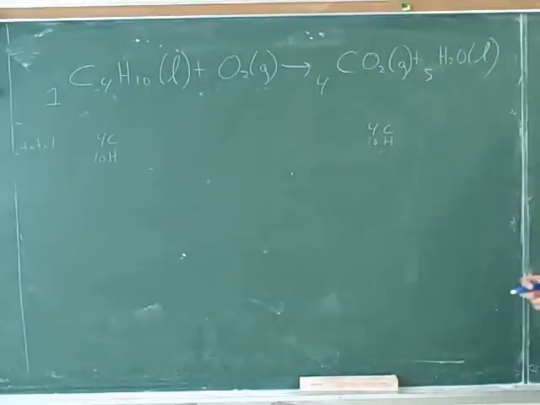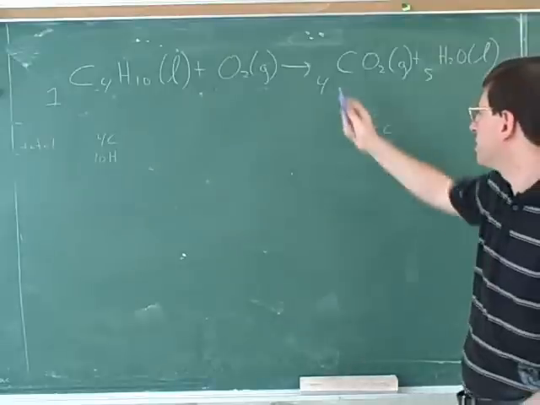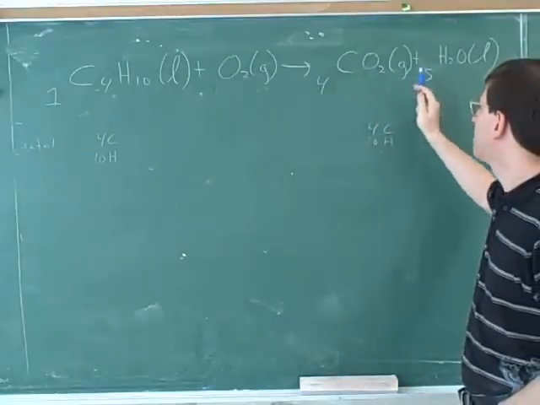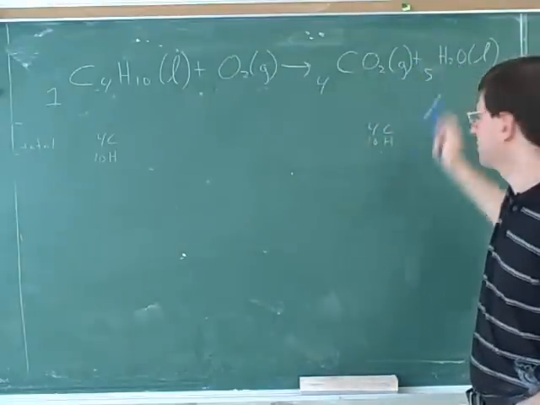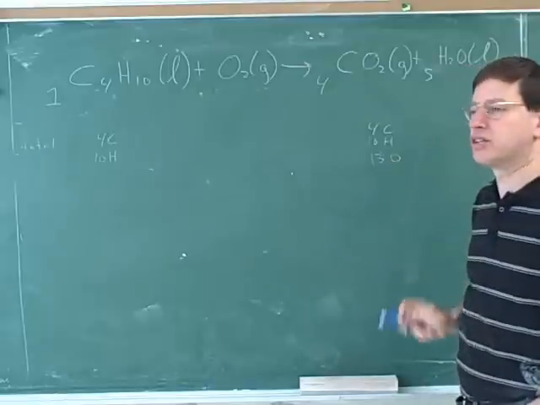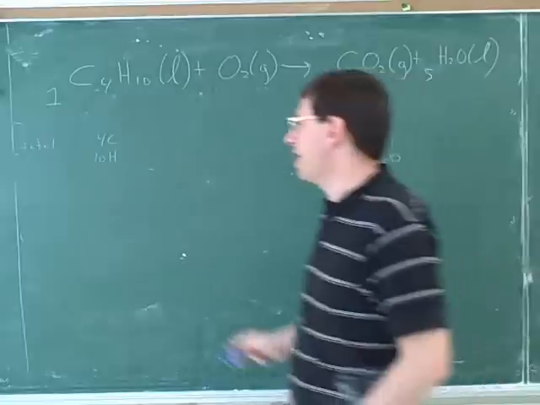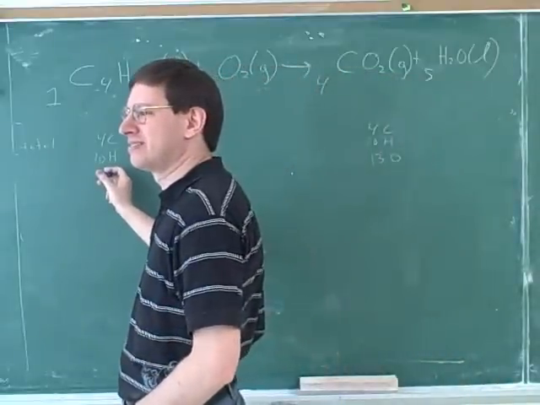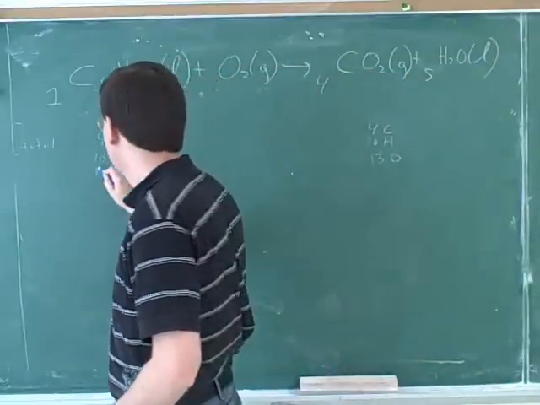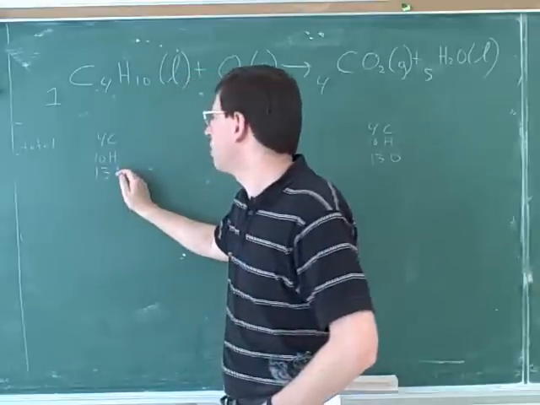13. That's right. Unless we know that number, we're not going to be able to make any progress. But now we have 4 times 2 plus 5 times 1. So we have 13 oxygens total. 4 times 2 plus 5 times 1 is 13. So how many oxygens on the left? 13, because we want it to balance. So this is how many we want to have, yes.